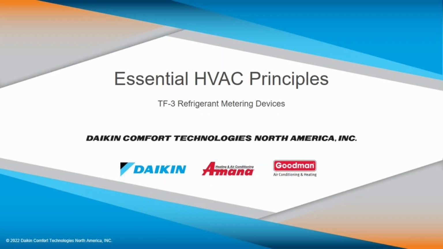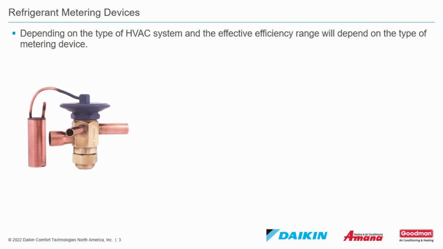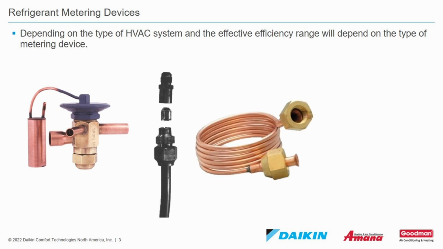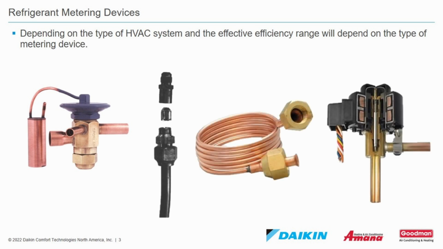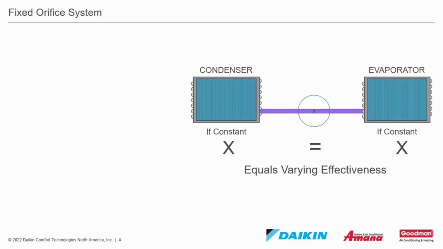Essential HVAC Principles, Refrigerant Metering Devices. Depending on the HVAC system type and effective efficiency, different types of refrigerant metering devices will be required, such as thermostatic expansion valves, metering pistons, capillary tubes, or electronic expansion valves. Let's start off with fixed orifice systems.